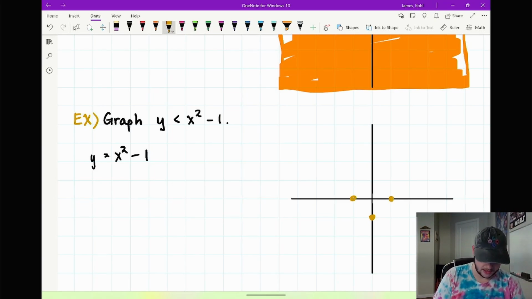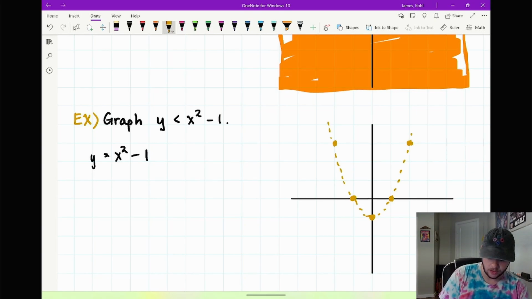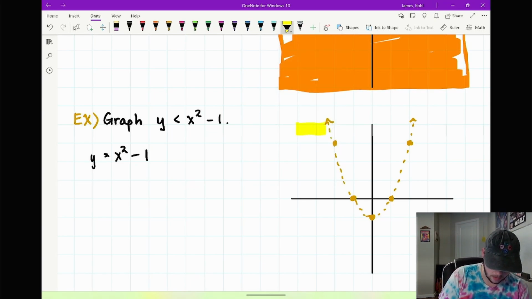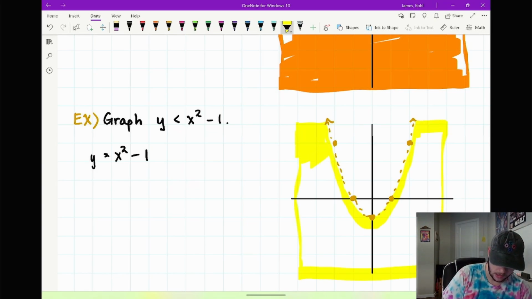But notice this time I don't actually want to include the spots where it's equal. So I sketch the graph using a dashed line this time. A dashed line. The rest of the procedure is the same though. I want the y values that are below this line. So this would be the solution. Not necessarily the dashed line, but the shaded region is the solution.